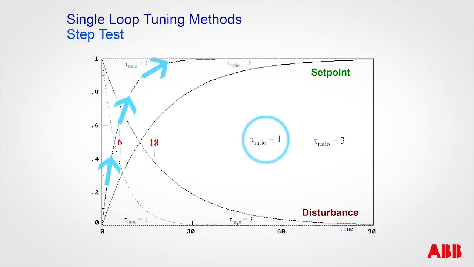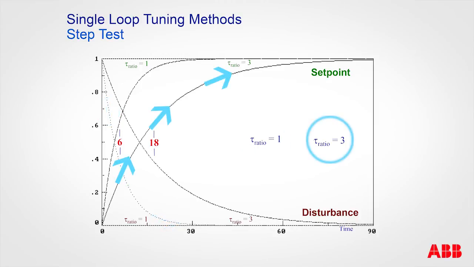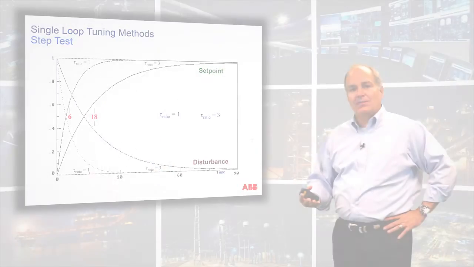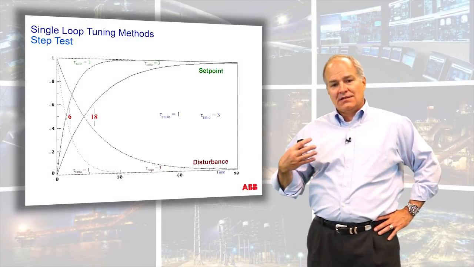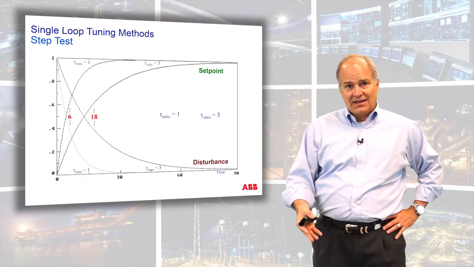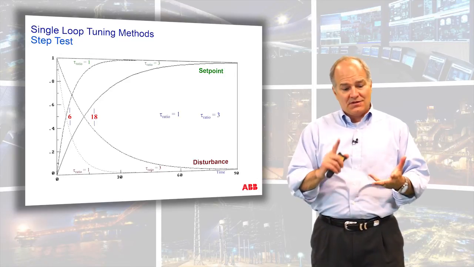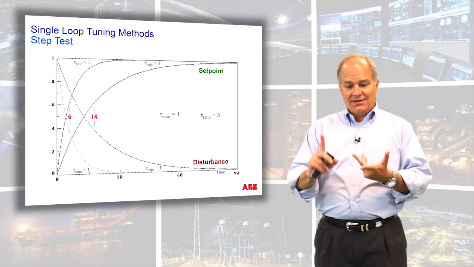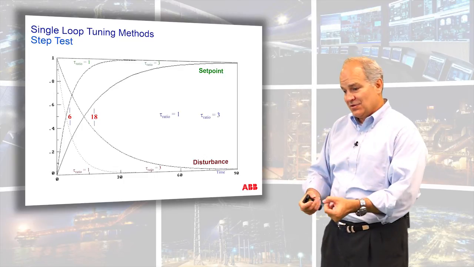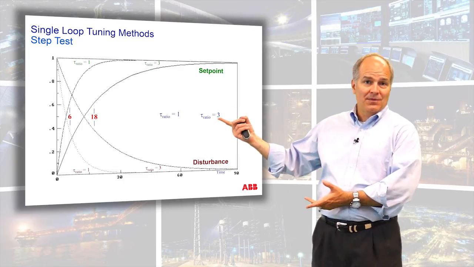So if I have a tau ratio of 1, the mirror of that is the disturbance. Tau ratio of 3 is a set point, the mirror of that's the disturbance. So that's what we're starting with, and that's what we've been talking about if I do a step change. This is important to do as a validation step. After you've done your bump test, your visual inspection, your modeling, you came up with your tuning, you change the set point, this better be what you get.